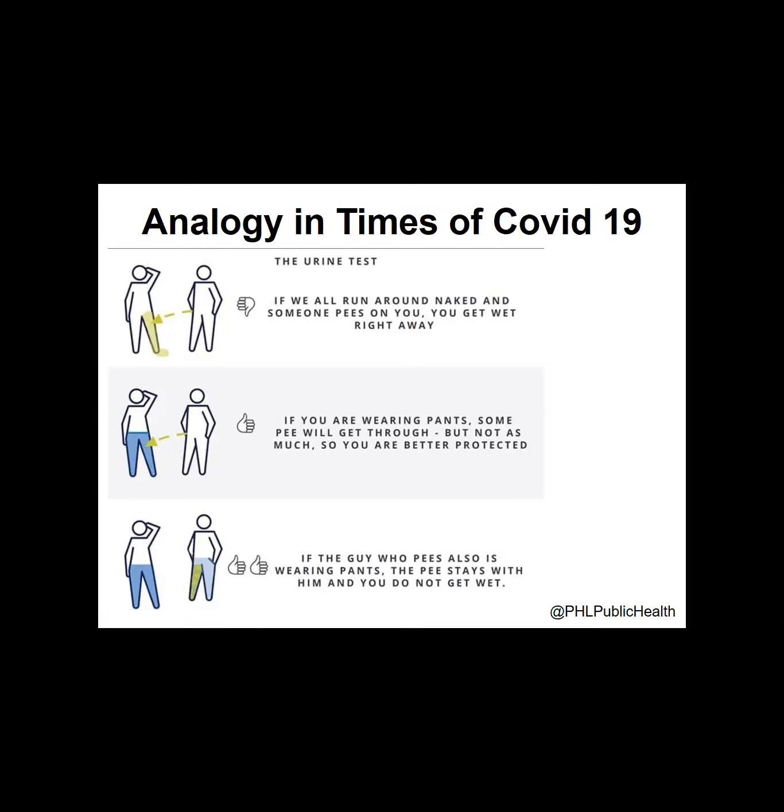And the way that they put it here, the analog is what? The pants. The concept is you have to wear a mask because you want to prevent the virus from spreading. So we could say the mask pertains here to the pants. The urine here pertains to the virus.